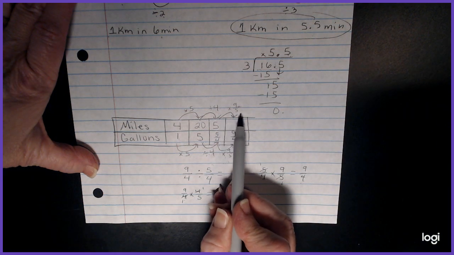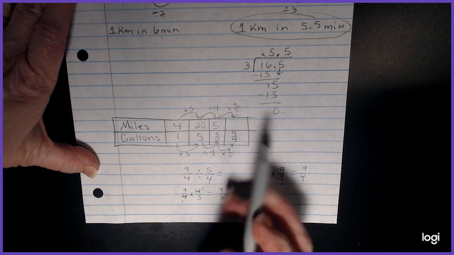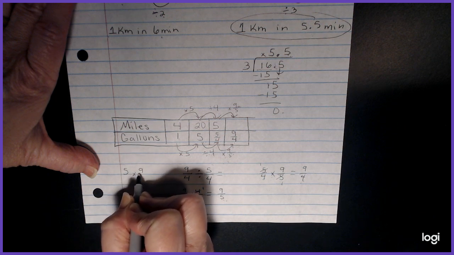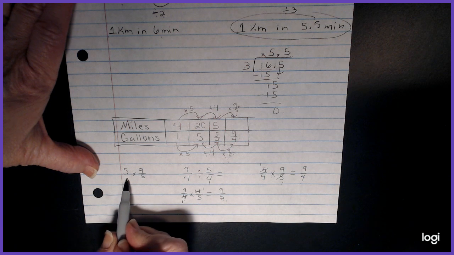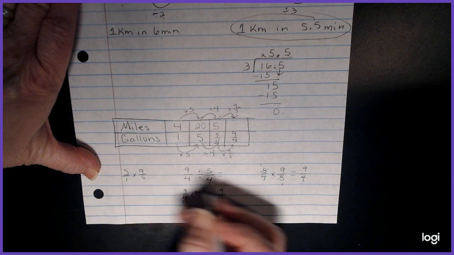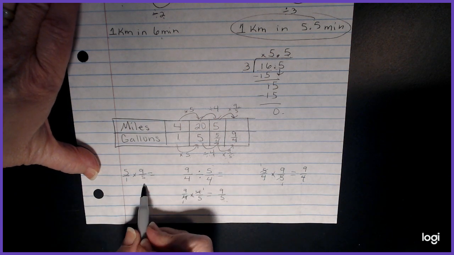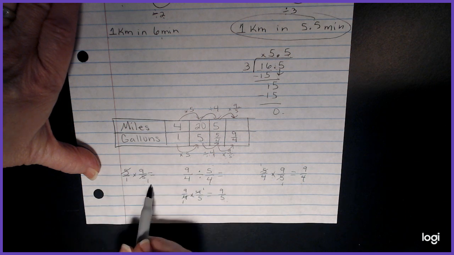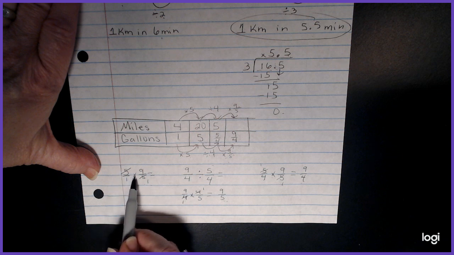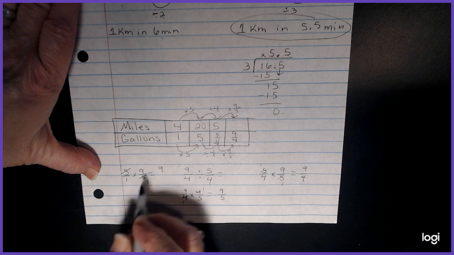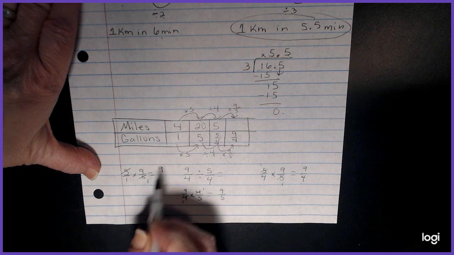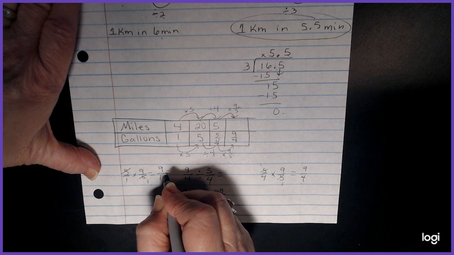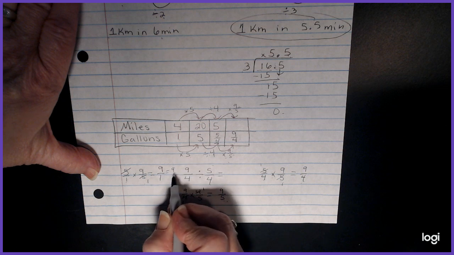5 times 9/5. Well, let me put that on my paper here. 5 times 9/5. 5, remember, is the same as 5 over 1. Oh, another one of these where we have a 5 on top and a 5 on bottom, so we can cancel them out like this. 1 times 9 is 9, and 1 times 1 is 1. 9 over 1 actually equals the answer, 9.